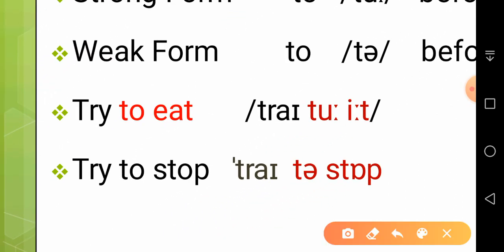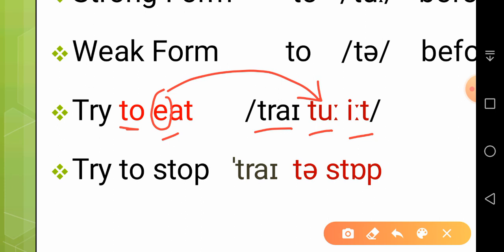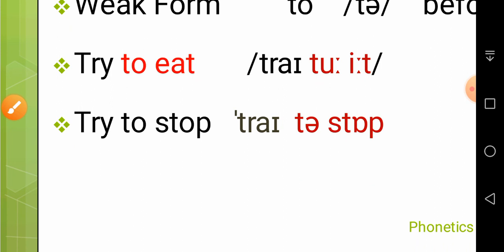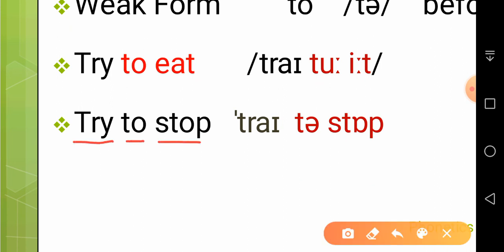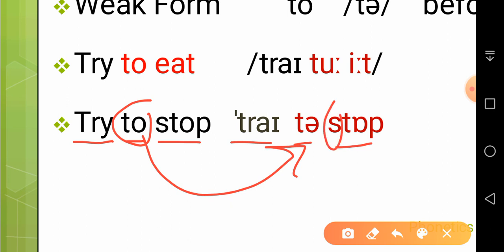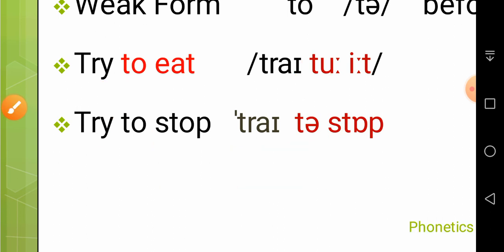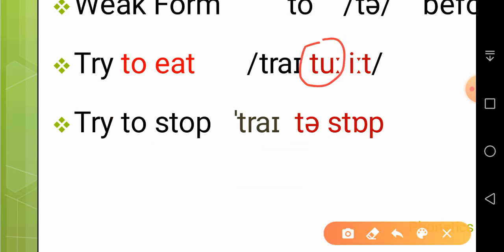Let's see an example. If we say "try to eat", why? Because this is a vowel sound, so strong form is needed. Try to eat. Now let's say this phrase: try to stop. So why am I using "tə" now? Because there is a consonant upcoming. So now we'll say try to stop. But here I'll say try to eat. See, "too" and "tə".